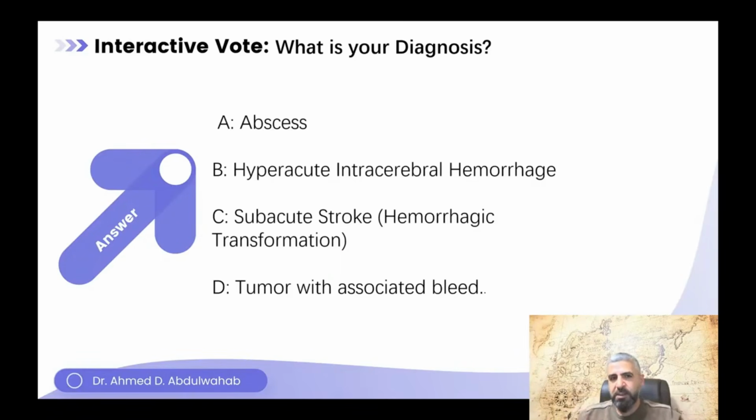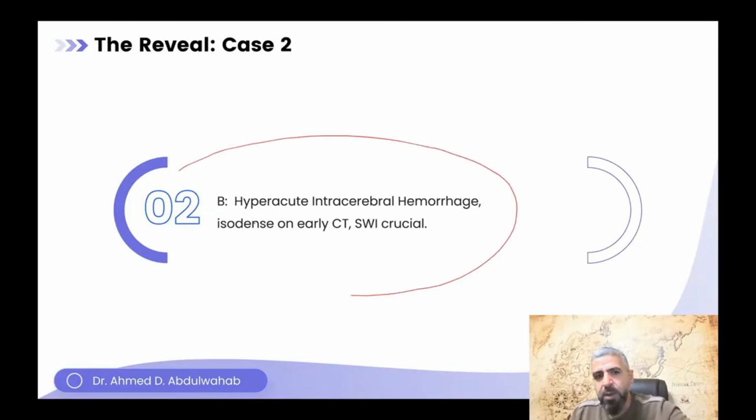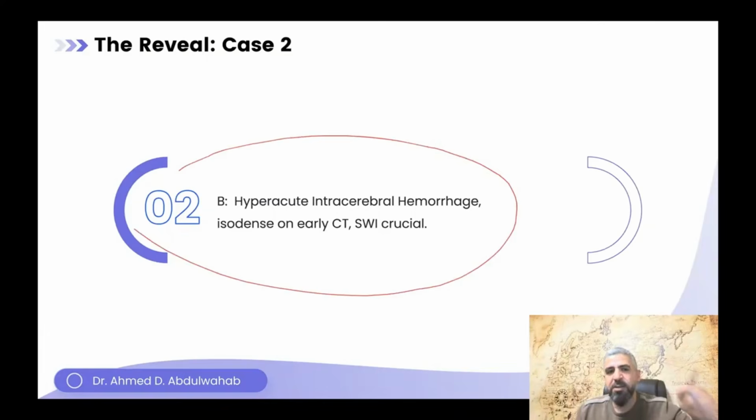Remember, what was the history? I told you, past medical history, she is on warfarin. Warfarin will make the blood take more time until clotting. So this case is a case of hyperacute intracerebral hemorrhage, isodense on early CT, because it's hyperacute and it's not clotted yet. So it's hyperacute, less than maybe a few hours, maybe even 1 hour. The patient is on a blood thinner and the blood hasn't clotted, but the susceptibility weighted imaging saved the diagnosis.